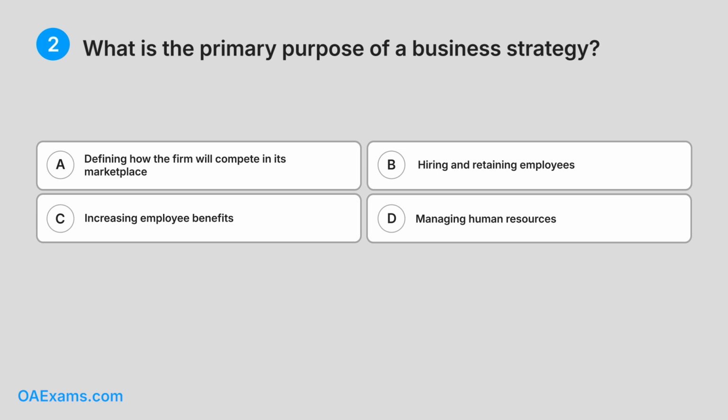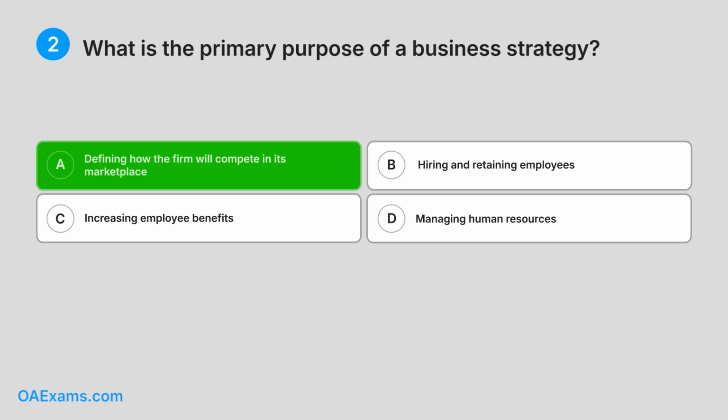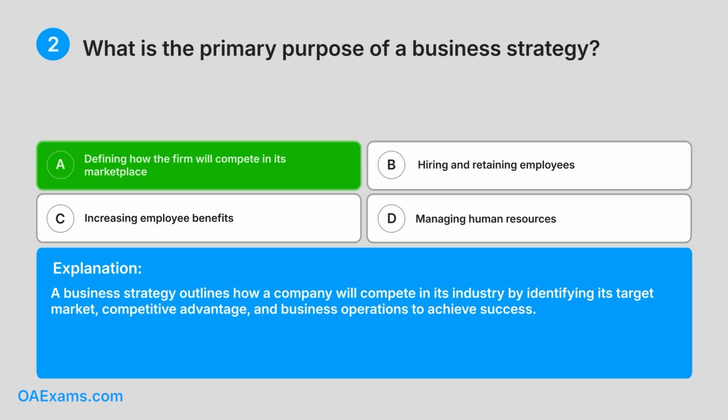Correct answer. A. Defining how the firm will compete in its marketplace. Explanation. A business strategy outlines how a company will compete in its industry by identifying its target market, competitive advantage, and business operations to achieve success.